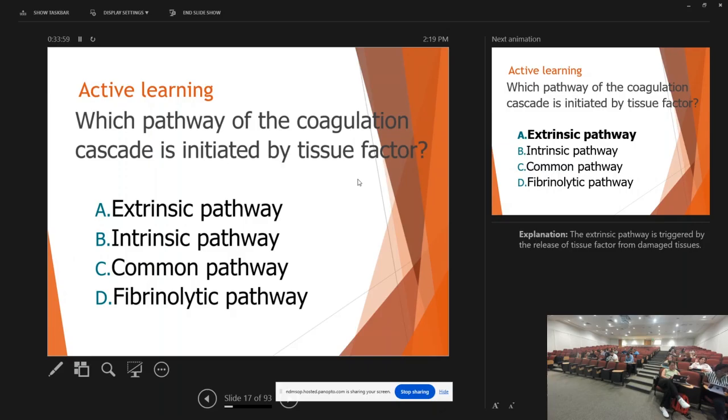So 5, 6, and 7 are kind of clinical-based scenarios. The other ones should be simpler. 5, 6, and 7 are what we need to focus on.